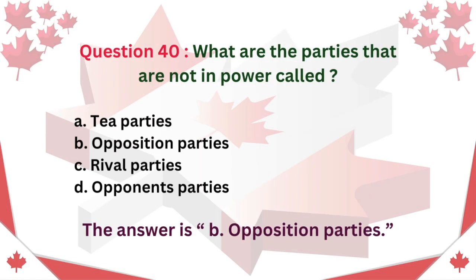Question 40. What are the parties that are not in power called? A. Tea parties. B. Opposition parties. C. Rival parties. D. Opponents parties. The answer is B. Opposition parties.